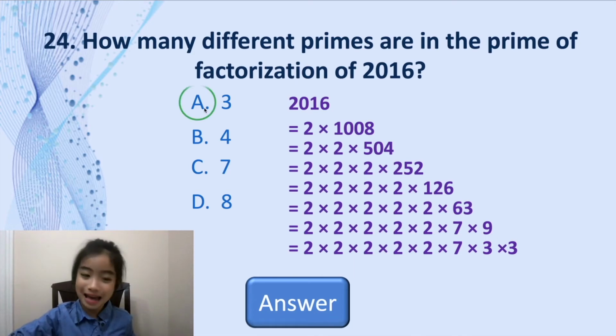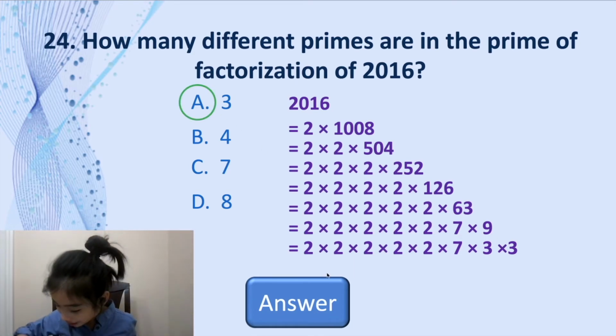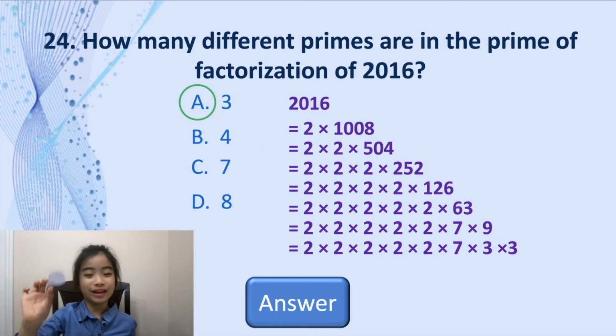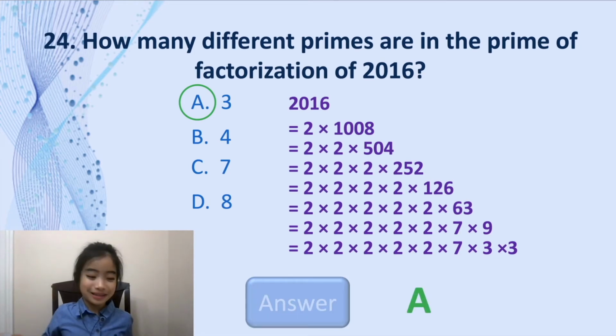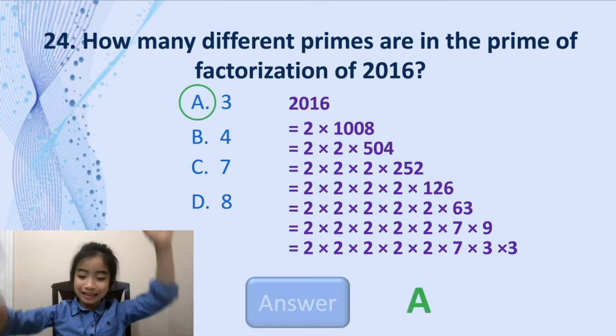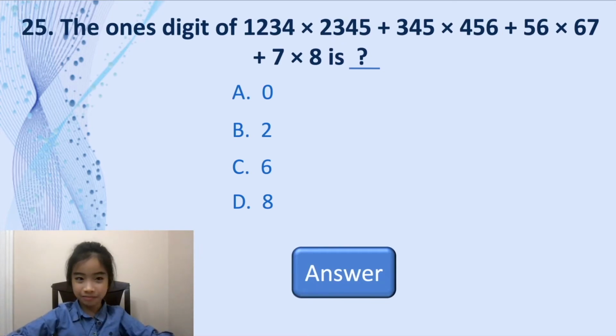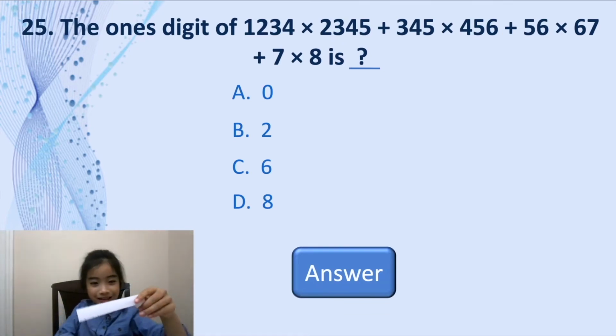Now we circle A, and we use my little high five finger to slam the answer button, and we are correct. Now moving on to the last question.